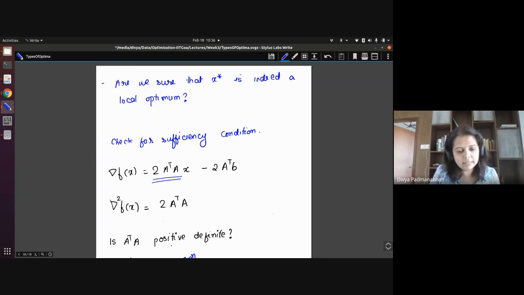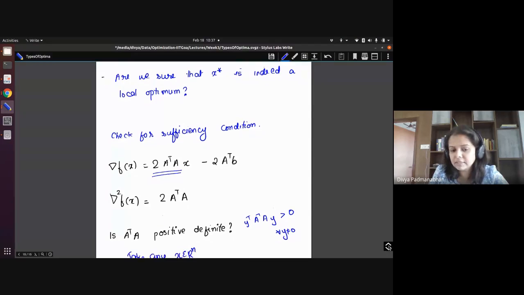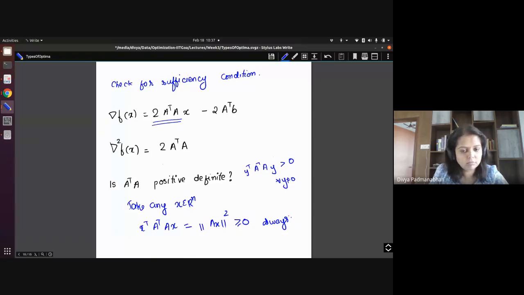Is it positive definite? To see that, you need to verify if y transpose A transpose A y is greater than 0 for all y. So for all y not equal to 0, if this is true, then the matrix A transpose A is positive definite. Okay, so let us see if that's the case. Now you just take any y.